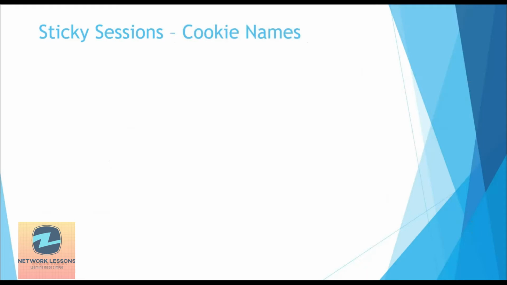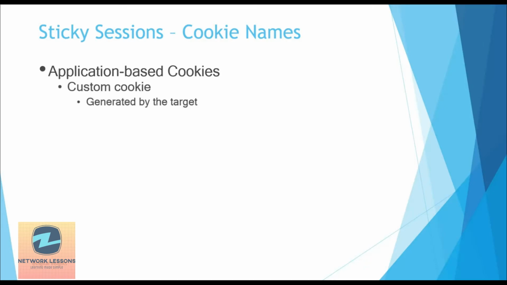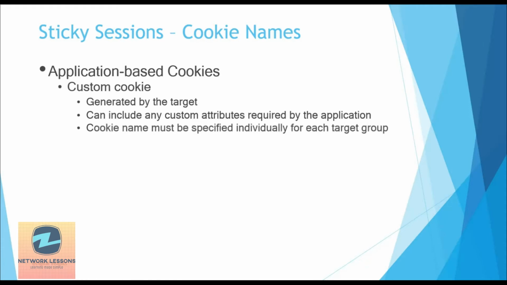Yeah, so I just quickly want to talk about the cookie names. This is important because there are some names that are used by AWS services which you cannot use in your cookie names, and we will see what those are. Application-based cookies are custom cookies generated by the target itself, and can include any custom attribute required by the application. So it depends on the application what you want to use inside the attribute, whether the name, right? How you want to identify the cookie. So let's say we want to identify the cookie based on the name. The cookie name must be specified individually for each TG. So you can have this on the TG level or on the ALB level as well.